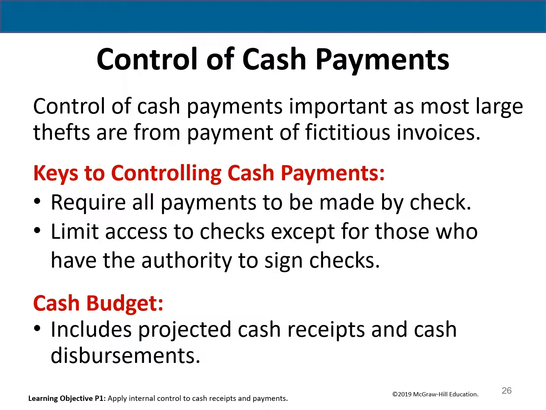What about on the cash payment side? So we saw cash receipts, when money's coming in. What happens when there's cash going out? Well, the number one way of controlling that is authorizing payments and using checks. So control of cash payments is important, as most large thefts are from payment of fictitious invoices.